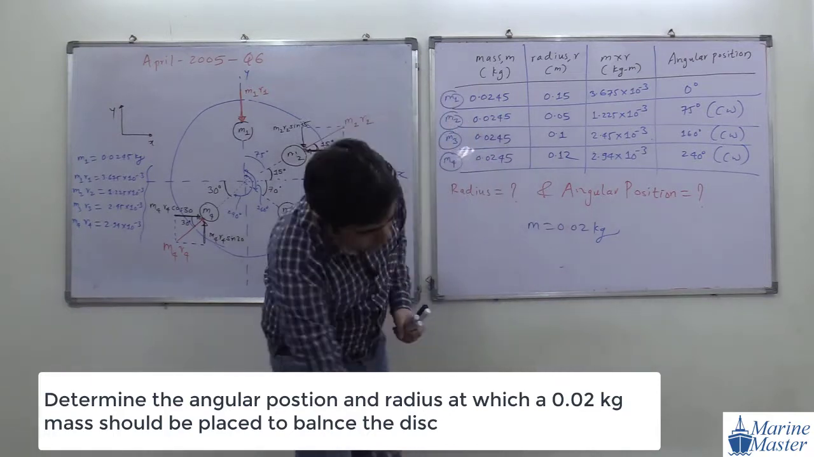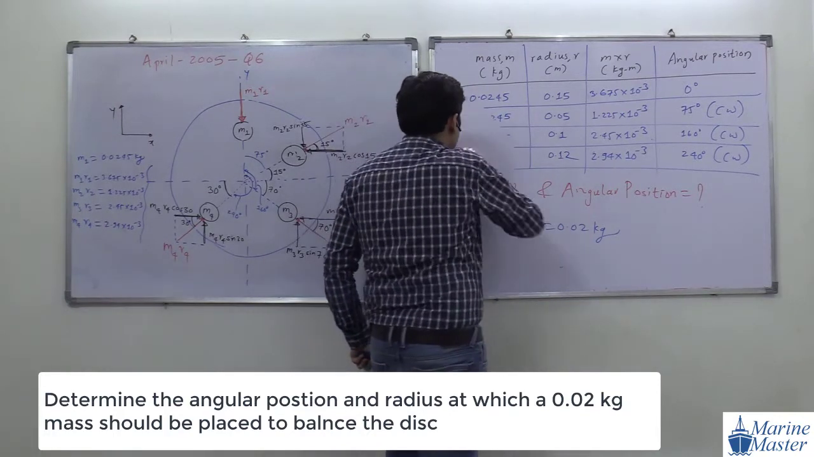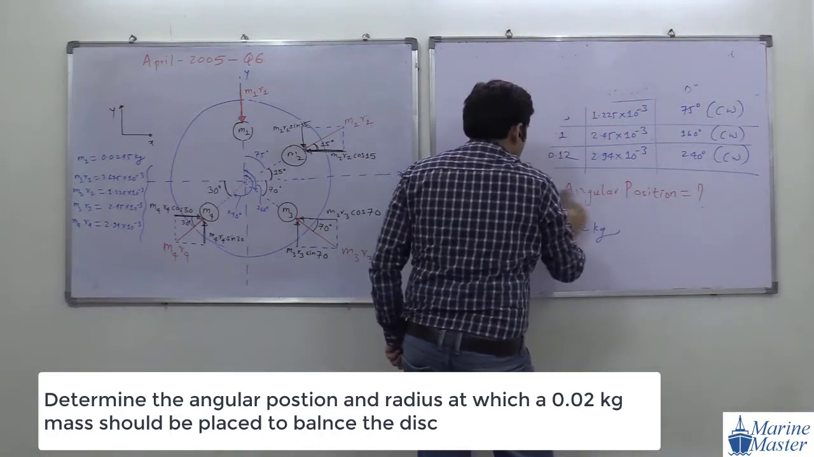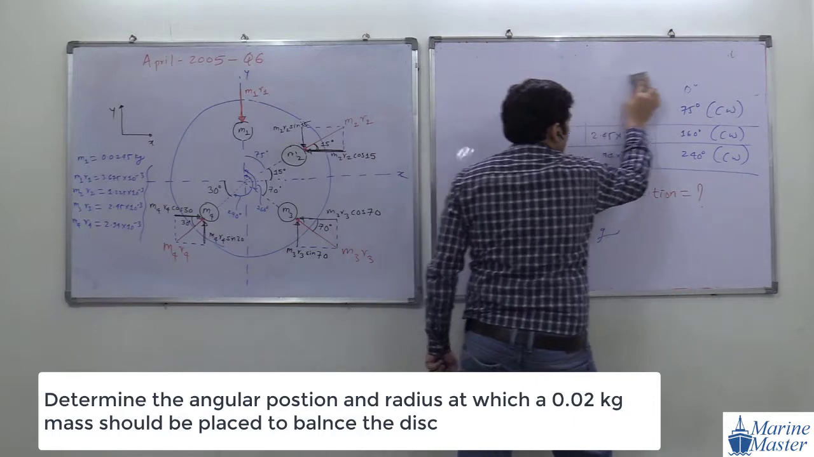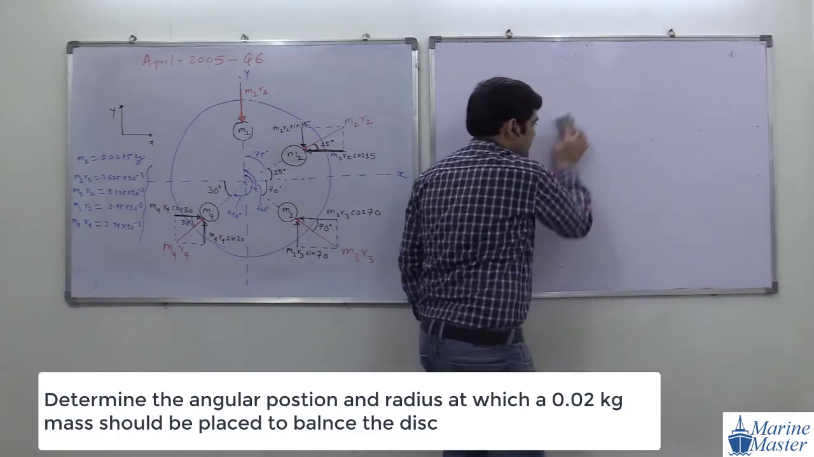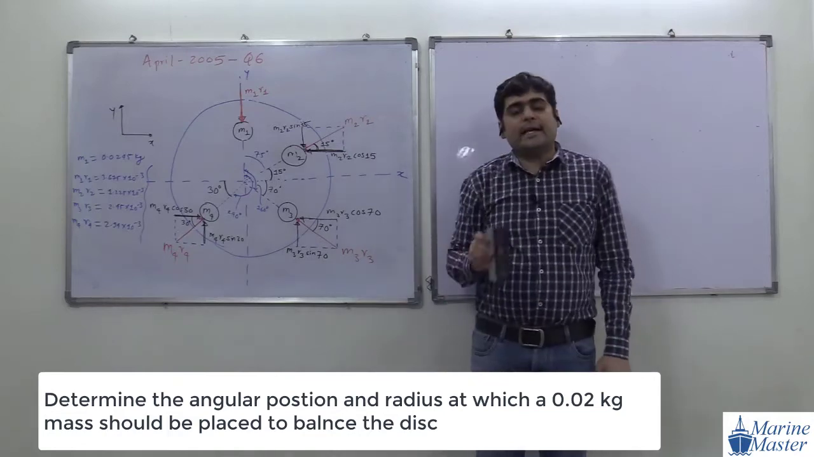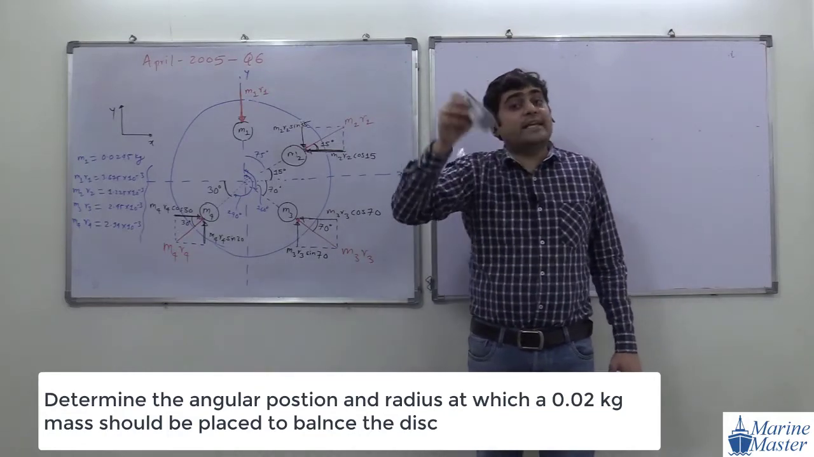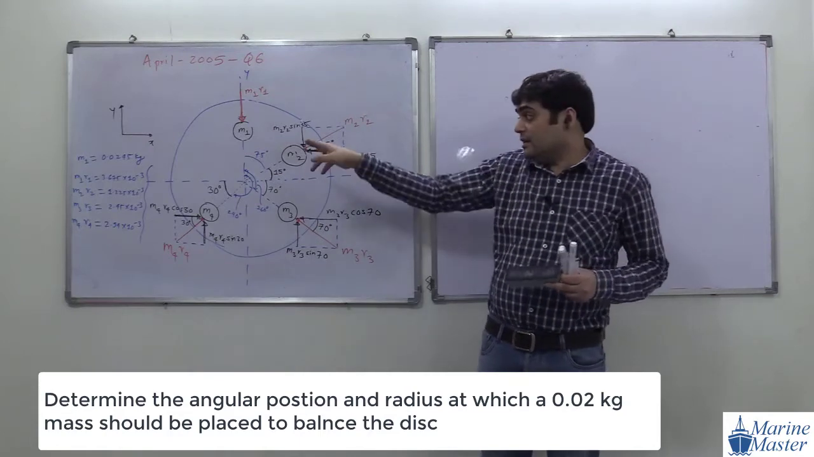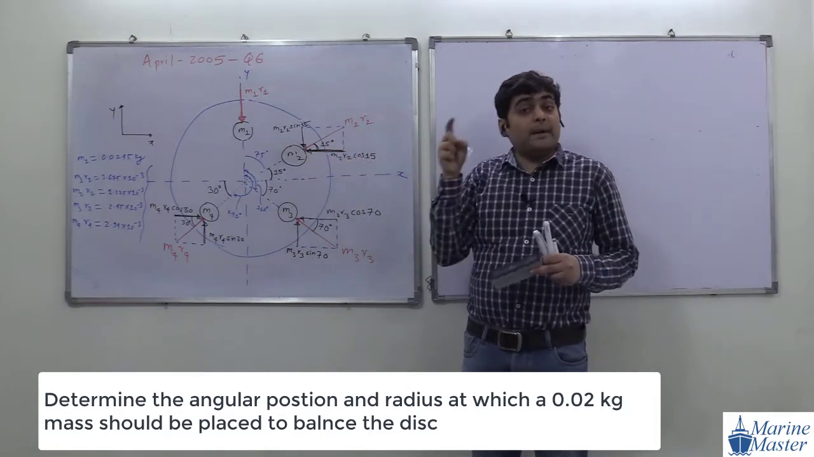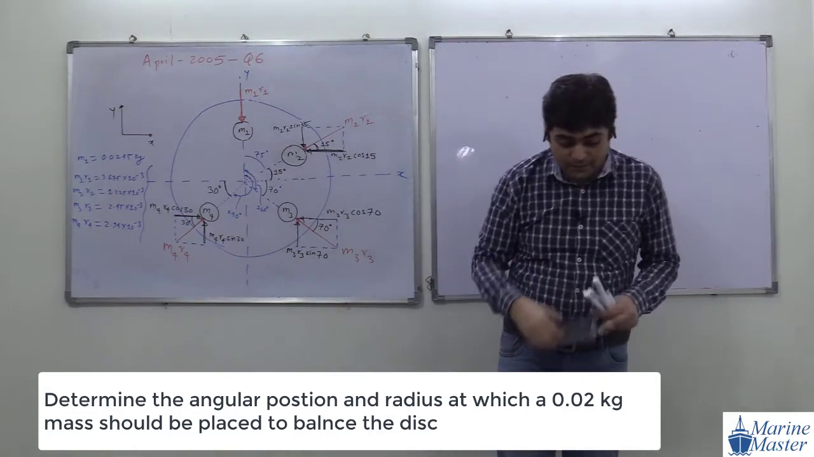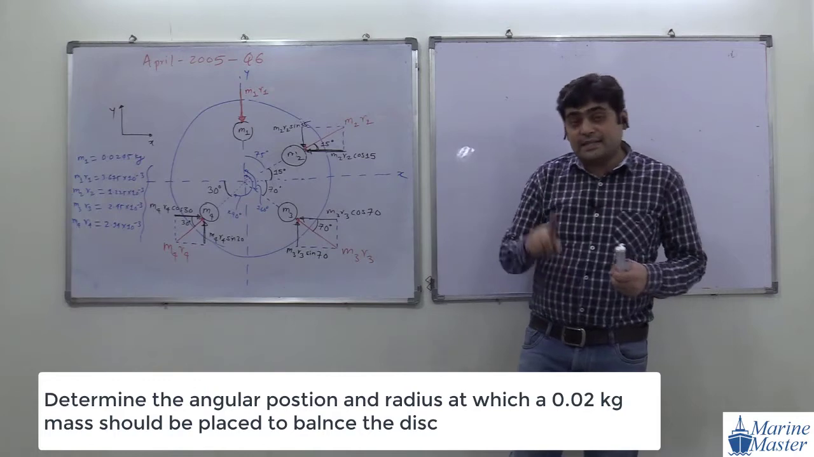Okay. So now how to do this one? Try to see the scenario. What we are going to do? For getting the radius and angular position of that extra mass, we are adding extra mass, external mass. Here masses are removed, but for balancing we are adding some extra mass. So for that, guys, see the scenario.